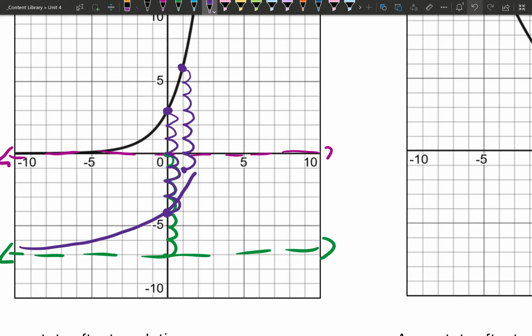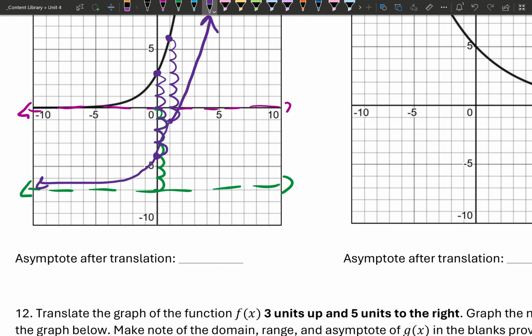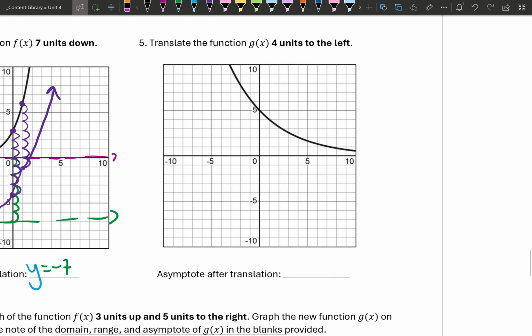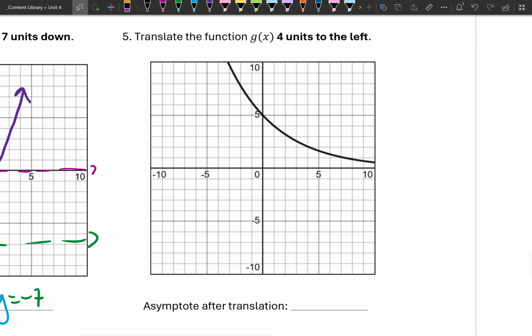Whoops. Hopefully you draw it better. But here's our new graph, moved down 7. So after the translation down 7, our asymptote is at -7. Fantastic. In number 5, we're going to translate our function to the left.